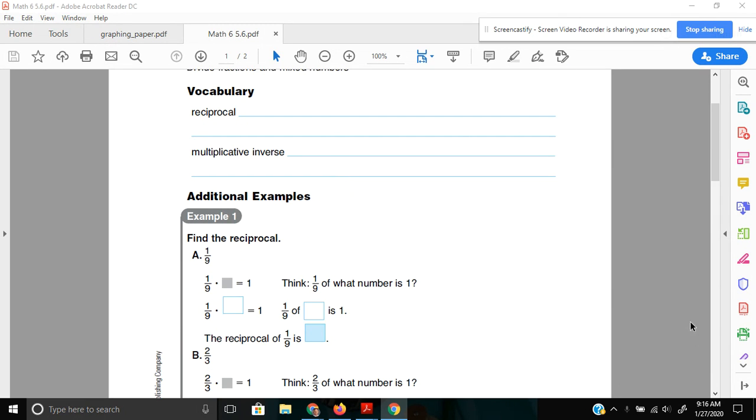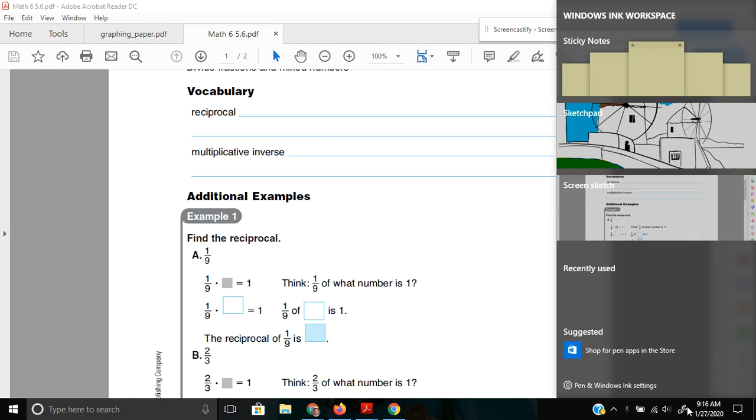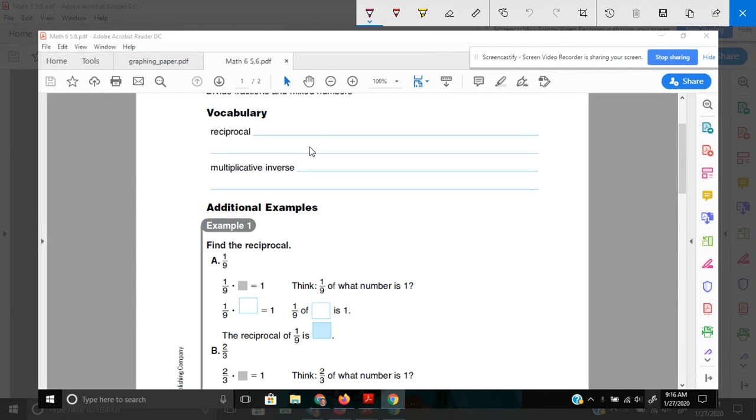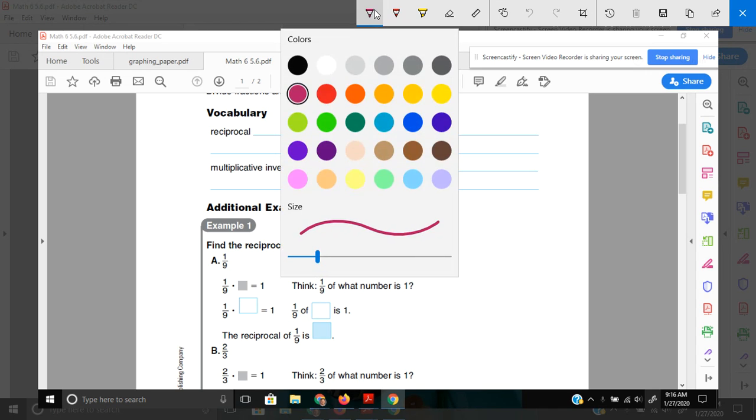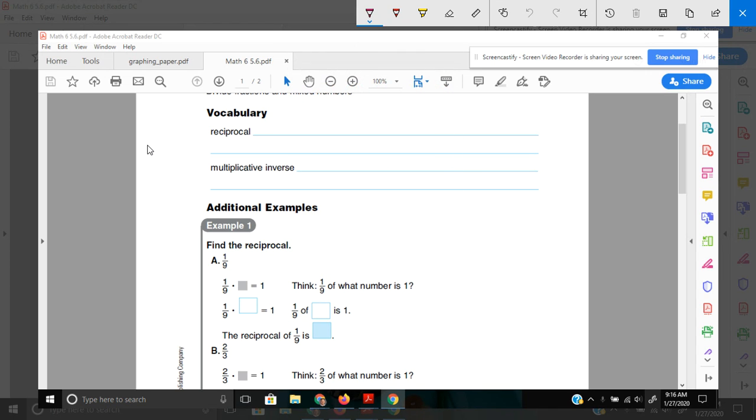We're going to start off with a little bit of vocab, and then I'm going to give you a few ways in which I remember how to divide fractions for this section.